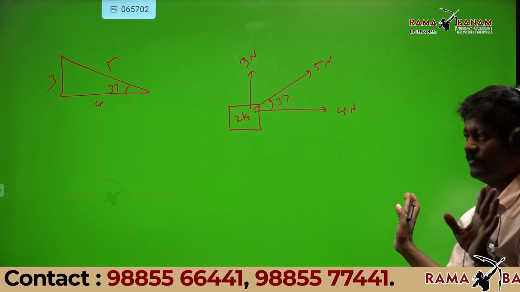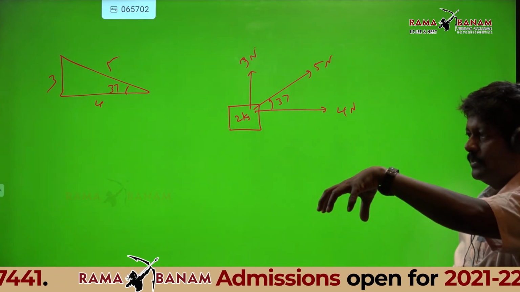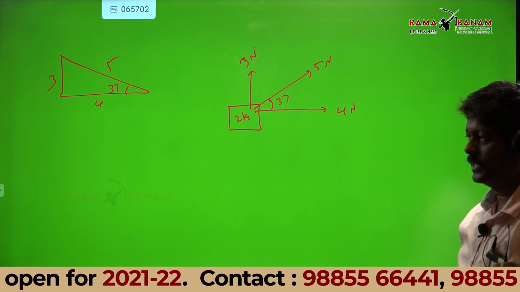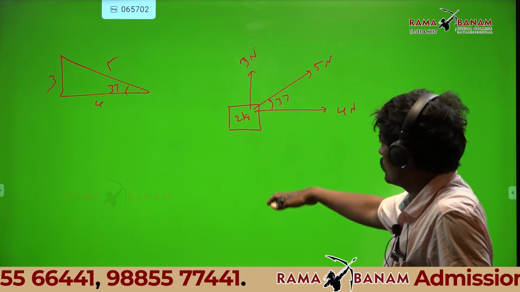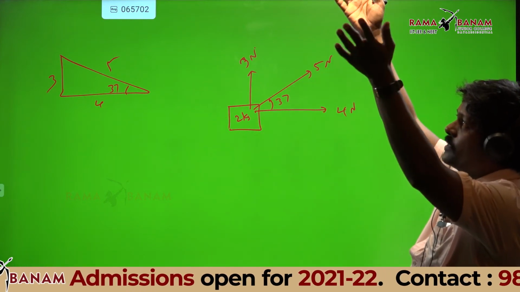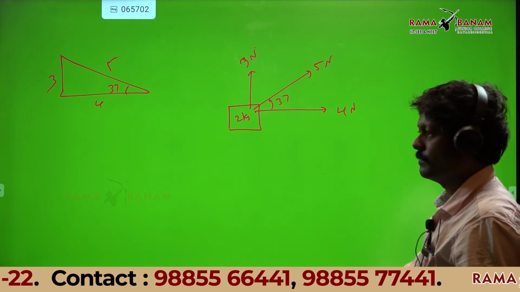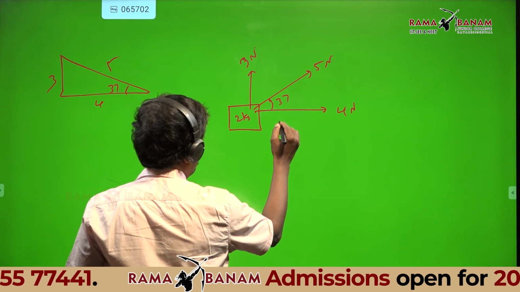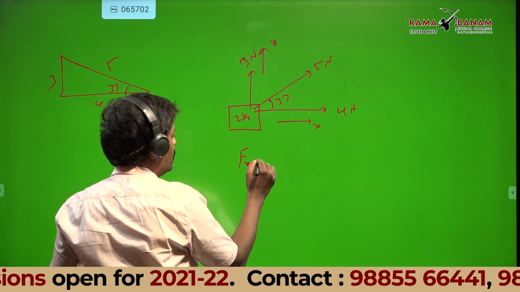No normal reaction here. It is not on the floor. Simply, imagine it is in gravity free space. That means mg is not there. g is how much? 10. Imagine in the outer space you kept a body and applied 5 Newton at an angle of 37. Now what is the force in the x direction? This is called x direction. This is called y direction.